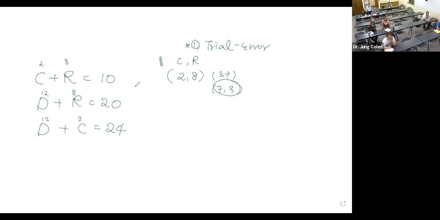Oh. So if you put 7 and 3 there instead, let me change it. Okay. So C is 7 and R is 3, so it's working. So R is 3, C is 7, 17 plus 7 makes 24. So yeah, it worked out. It took some time, right?